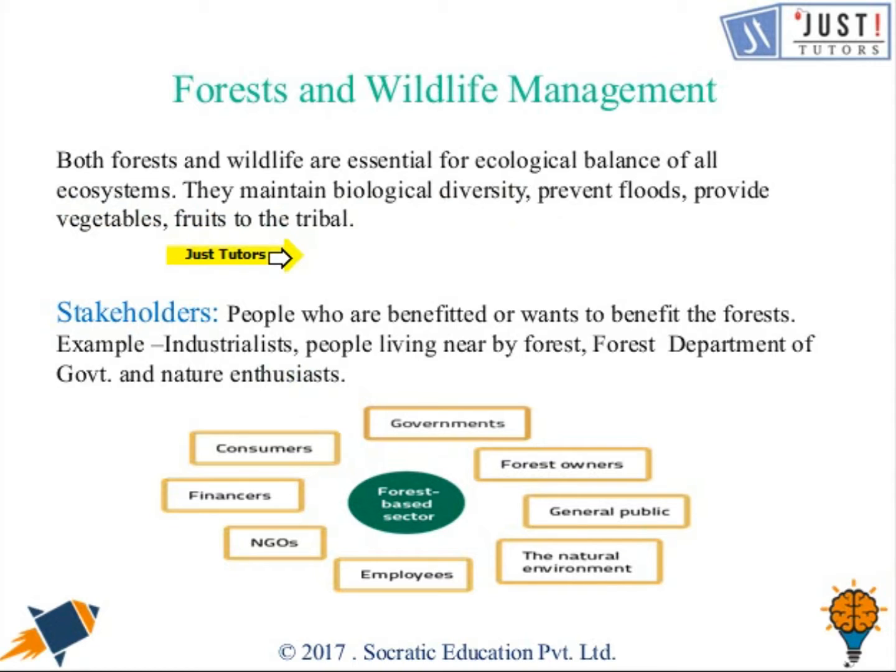Starting with forest and wildlife management, we know that both forests and wildlife are essential for ecological balance of all ecosystems. They maintain biological diversity, prevent floods, provide vegetables and fruits. They are the invaluable wealth of a country and renewable natural resources.